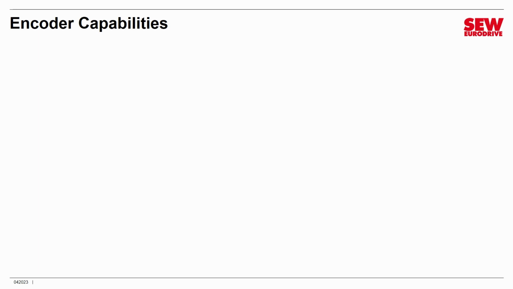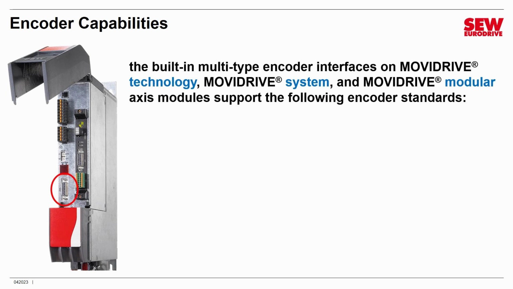SEW Eurodrive devices support encoders. So if your motor's got an encoder or you've got an external encoder of some kind, then we should be able to talk to it and take advantage of it. MOVI-Drive technology, MOVI-Drive system, and MOVI-Drive modular access modules have built-in encoder interfaces, and you can see one circled there. That's a single access module with MOVI-Drive system and MOVI-Drive technology. It's kind of underneath. It's not as visible, so I showed this one here.